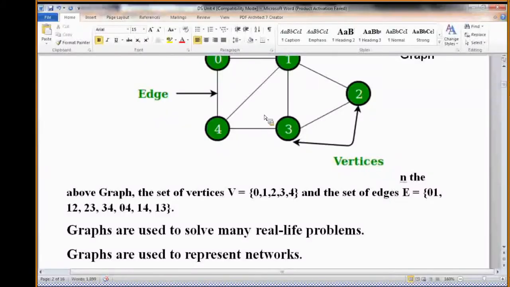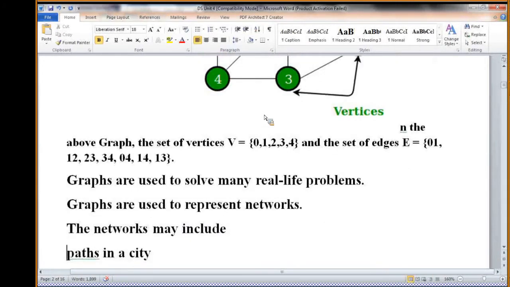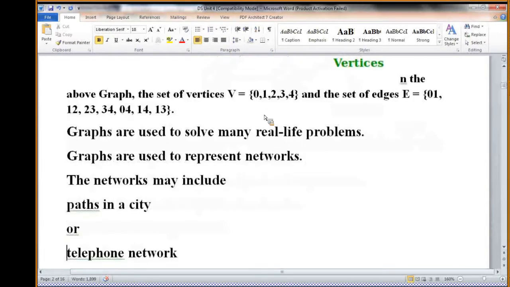Okay. So graphs are used to solve many real-time problems. We'll see where exactly these graphs will be used in our data structures. So we'll represent graphs in real life problems. The networks may include paths in a city. Graphs are used to represent networks. There are so many networks, computer networks we have seen. Local area networks are there, wide area networks are there, regional. So like that, there are so many varieties of networks, city-wise, country-wise, world-wise, web-wise, all the networks.